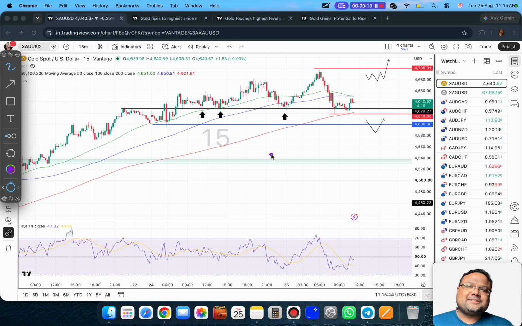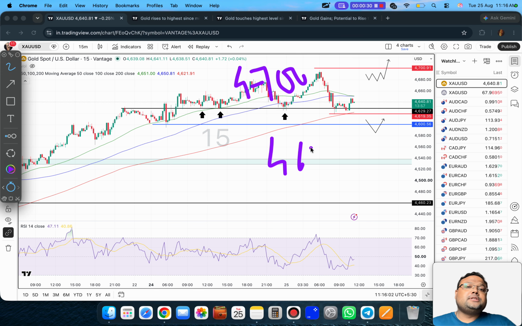So let's get started. This is the 15-minute chart of gold in front of us, and we can see that gold is still continuing the upside here after hitting the high of almost 4700. We can see gold showed profit booking, came down to the support of 4630, this particular level here, and right now is trading around 4640 at the time of recording the video.